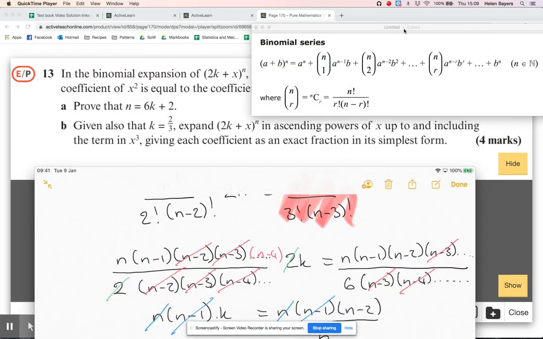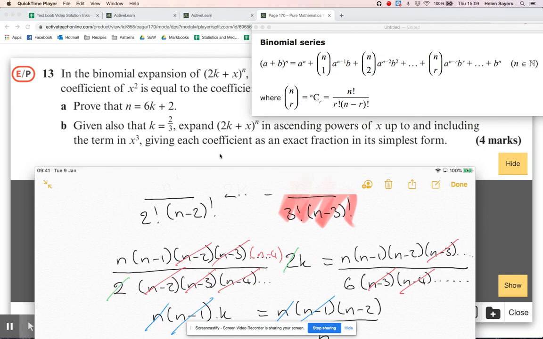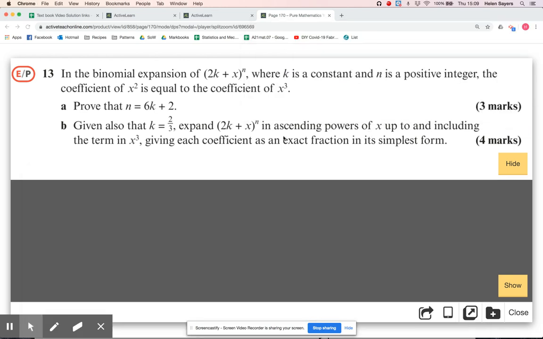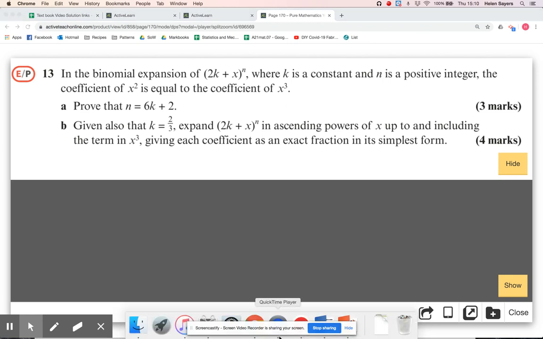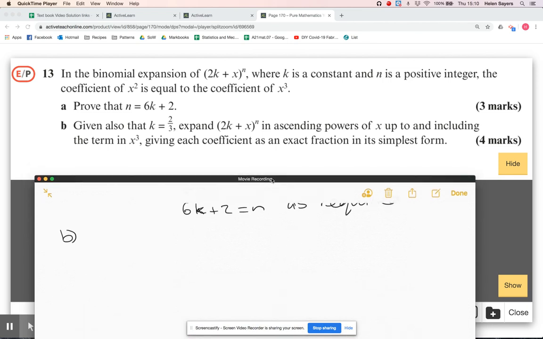No. Okay, so given that k is 2/3, the good thing about this question is you could answer part B not having answered part A. And part A actually was only worth 3 marks. So never just give up on a question. Always read the whole thing, because basically they've told us that k is 2/3. And even if we haven't proved it, they gave us that result as well.